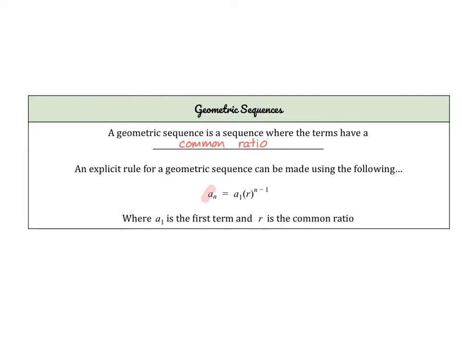The formula is a sub n equals a sub 1, which represents the first term in your sequence, times r, which is the common ratio, to the power of n minus 1. So notice here that only r is being raised to the power of n minus 1, not your first term. We'll be using this formula today once we know that a sequence is in fact geometric.